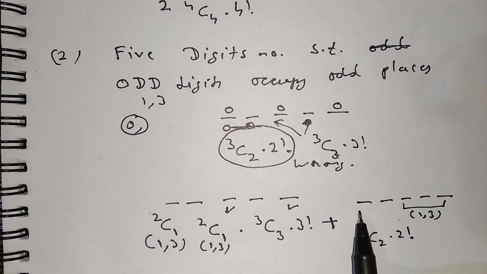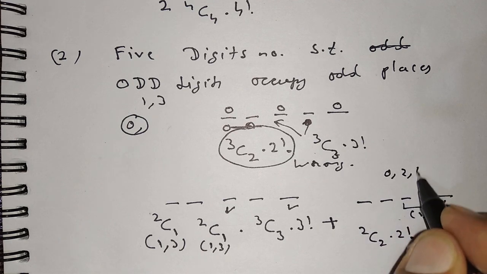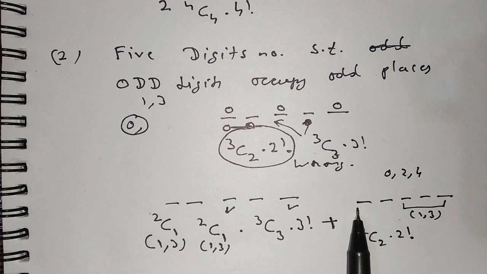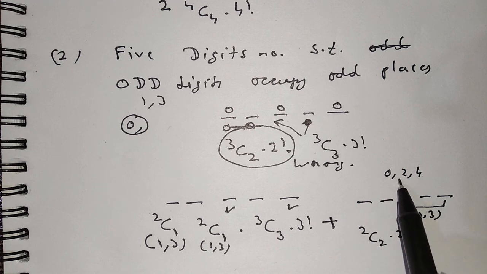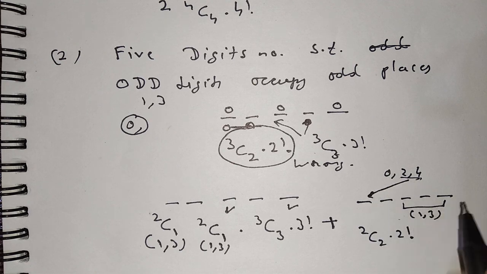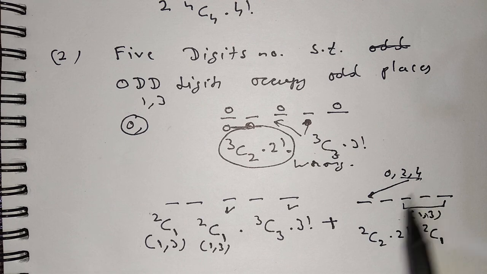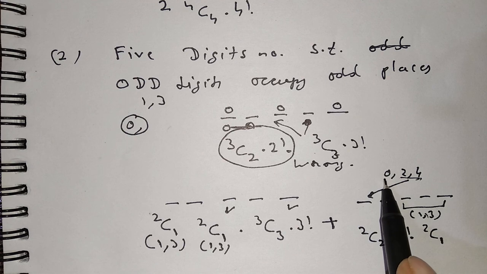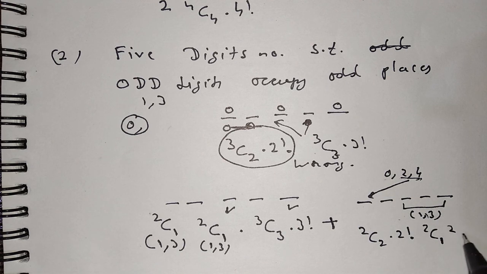Now the first place is empty, and the remaining digits are 0, 2 and 4. In the first place we will not put 0, because if we put 0 at the first place, the number will be of 4 digits instead of 5 digits. So out of 2 or 4 we will put any 1 digit, that is 2C1. So the first place is occupied. Now we have 2 remaining digits, either 0 or 2, or 0 or 4, and 2 remaining places. So they are arranged as 2C2 into 2 factorial.